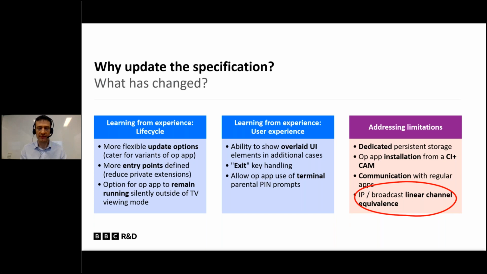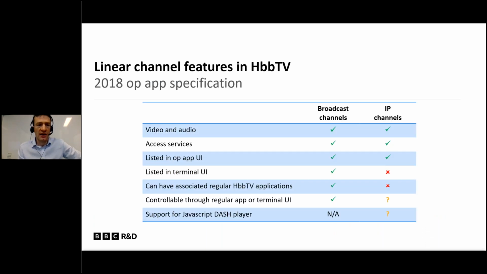And that's really the area that I'm now going to focus on, as something that's particularly important to us in the UK in the context of Freely, which you're going to hear about later. So the original OpApp spec does allow for OpApps to present IP services, as you heard from Arne. But those are limited in a few ways. Although the OpApp can give the impression of having a linear channel that can appear within the guide that the OpApp presents to the user, the TV knows nothing about those IP services.